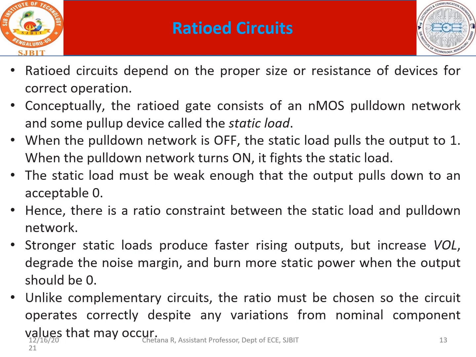Of course, we have the static output which is equal to VDD, but when you have VOL, that is the output low, it degrades the noise margin, and it requires more power when the output is 0. So this is one disadvantage when you are using a static load. Unlike complementary circuits, the ratio must be chosen so that the circuit operates correctly despite any variations from the nominal component values that may occur. Therefore, this is the problem if the ratios are not properly selected. In order to see to it that the device works properly, the ratios should be properly selected, which gives you the proper answer or the proper voltage swing.